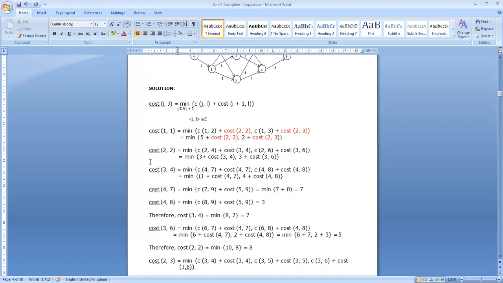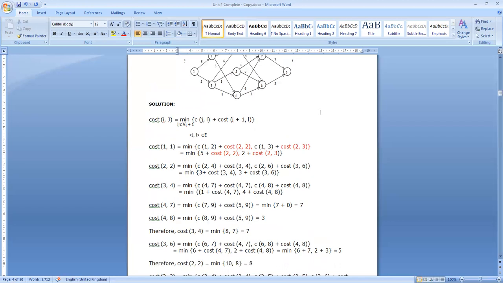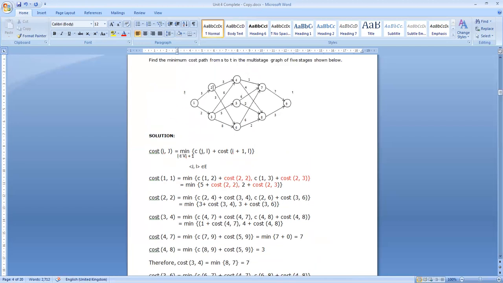Now, cost of (2, 2) is equal to minimum of... this I am going to find. What does it mean? Find the minimum cost value from vertex 2 in stage 2. Where is this vertex available? It is available in stage 2, the second stage. So these are all the third stage, and these are all the fourth stage.